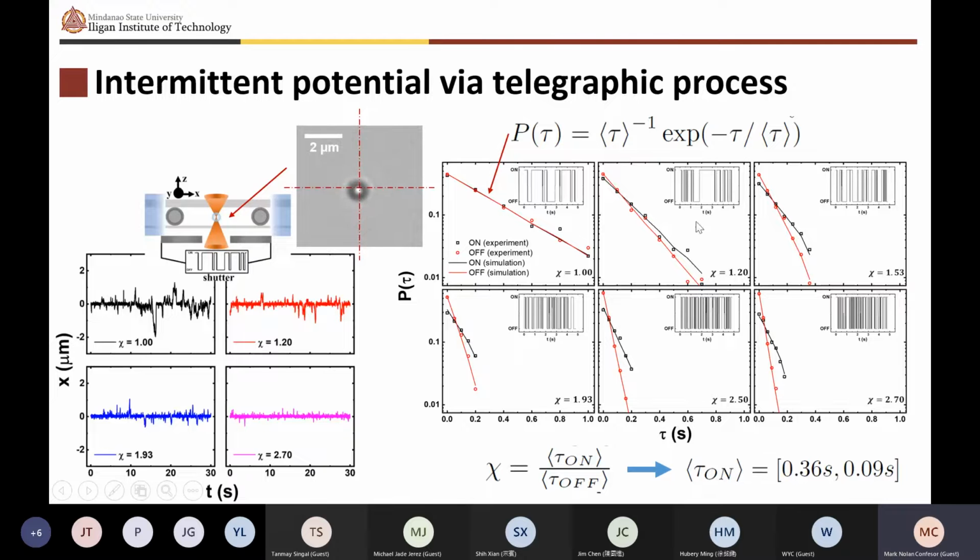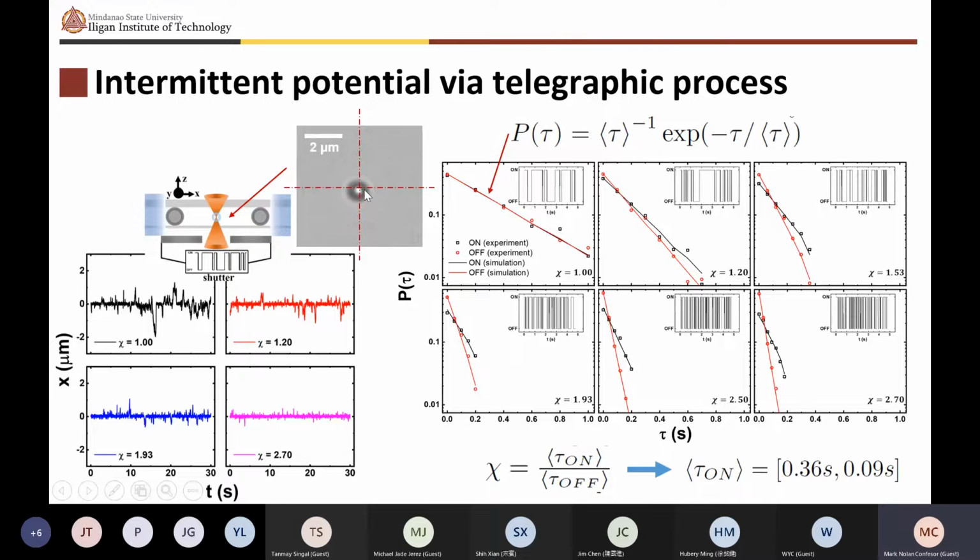You can see in the distribution here that they follow the exponential distribution, wherein the average period of an on and off state is given by tau on, and chi is given from 1 to 2.7. So you can just recover tau off from that. Now, because your potential is turned on and off as a function of time, initially your particle is centered, trapped in the center, but because at times there is an off state, the particle can then diffuse away from the trap center.